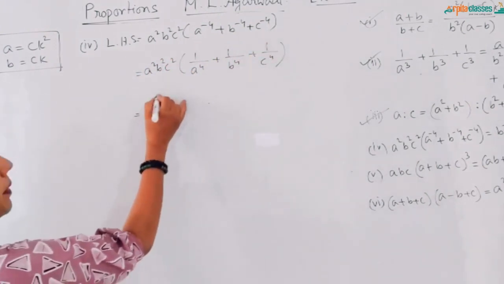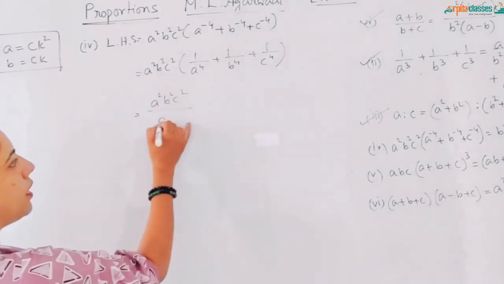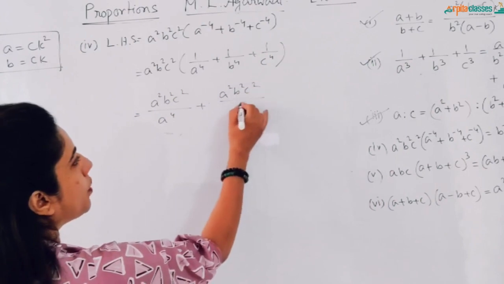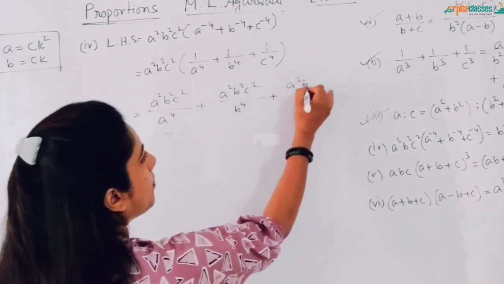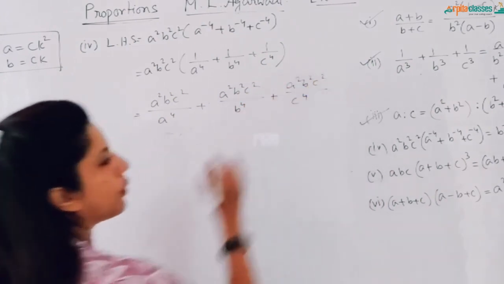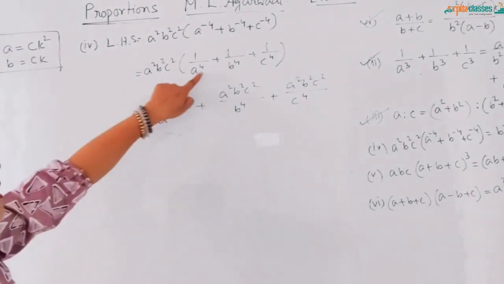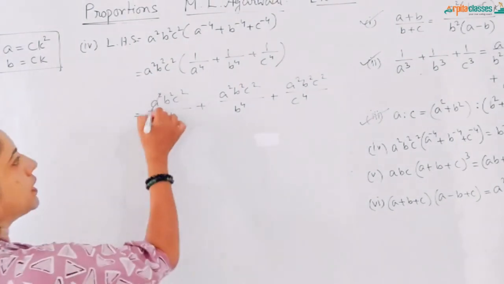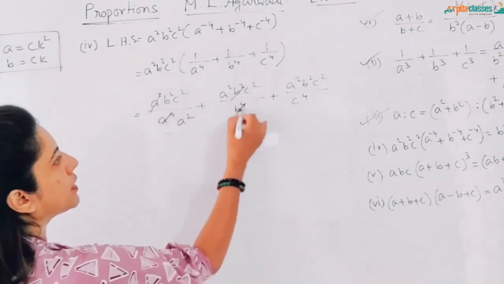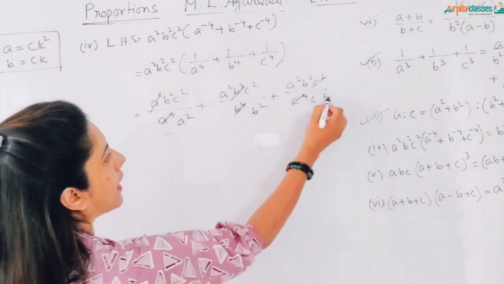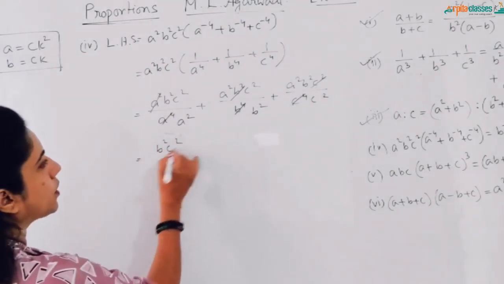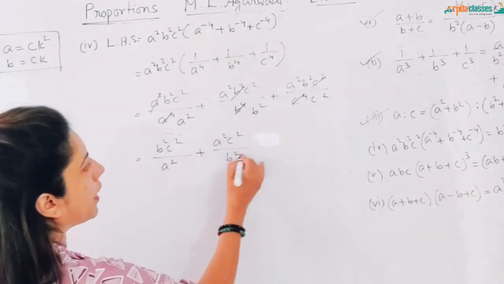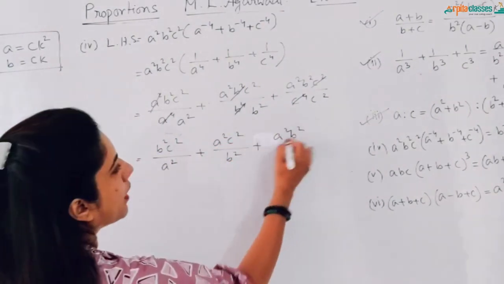Now I will split it up, a^2 b^2 c^2 upon a^4 plus a^2 b^2 c^2 upon b^4 plus a^2 b^2 c^2 upon c^4. What did I do? This upon this plus this upon this plus this upon this. Now this is getting cancelled here, this is getting cancelled and this is getting cancelled. So I am getting b^2 c^2 upon a^2 plus a^2 c^2 upon b^2 plus a^2 b^2 upon c^2.